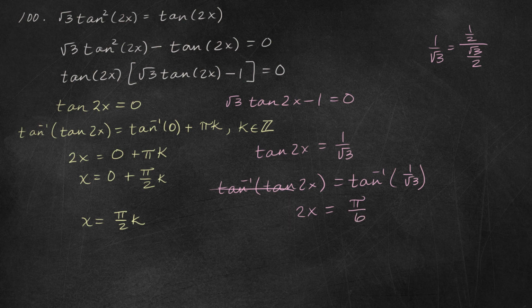And again, this is only going to give me a single solution, so to get all of the solutions, we want to add multiples of the period. The tangent function has a period of pi. And to solve for x, I divide everything by 2. So I get pi over 12 plus pi over 2 times k.